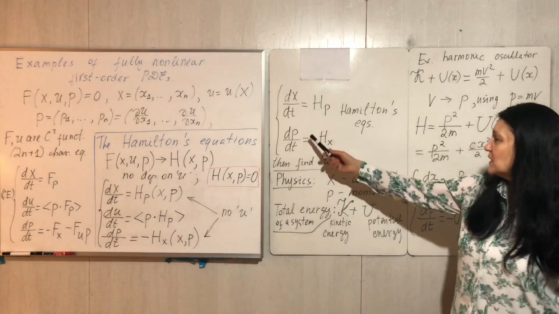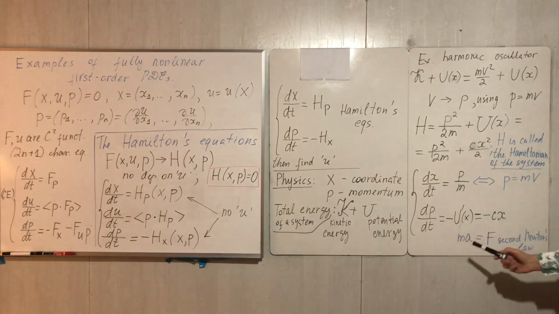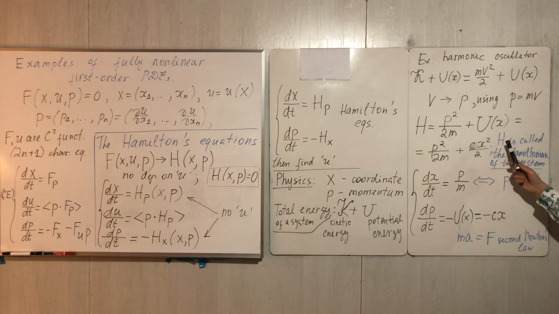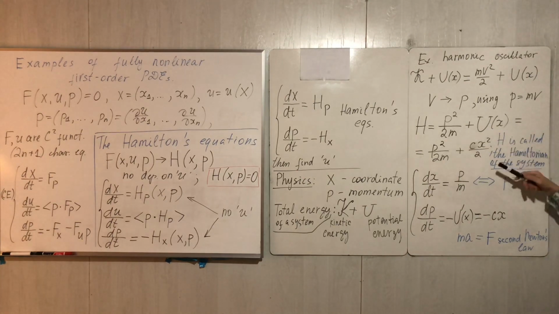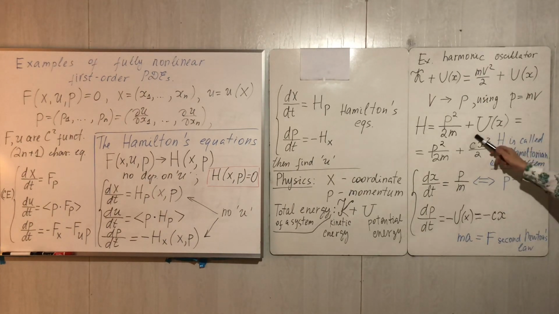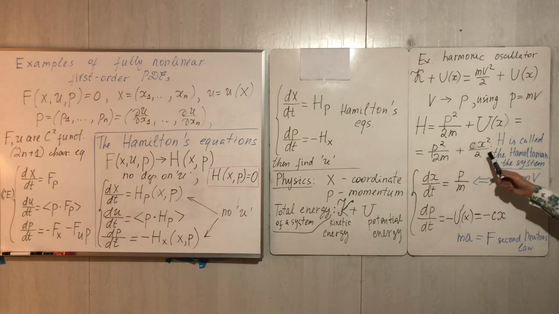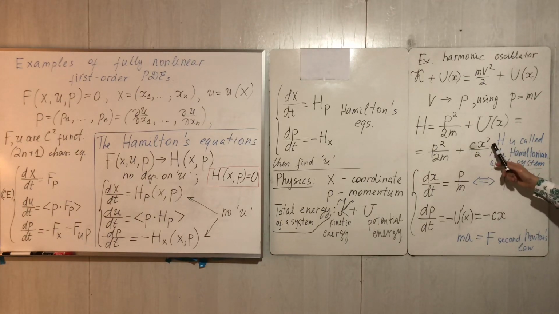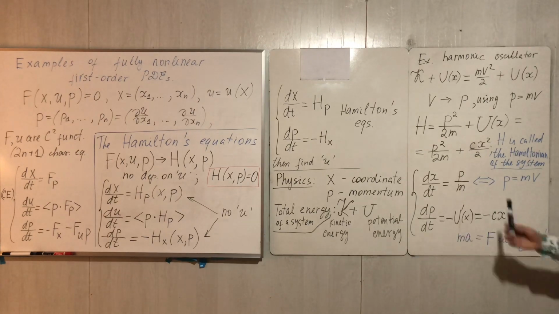And the second equation, again we don't have vectors here, dp/dt equals negative h_x, and we differentiated with respect to x. So if we have it written in this form, it will be a negative derivative of potential energy, or if we have this where c is a constant related to the spring, to the materials, then we will have negative cx.